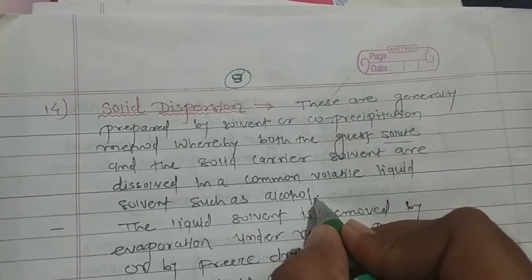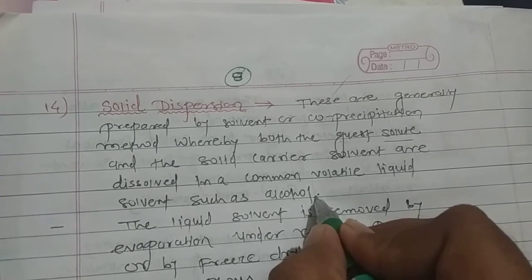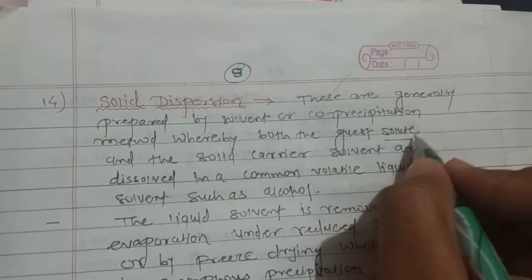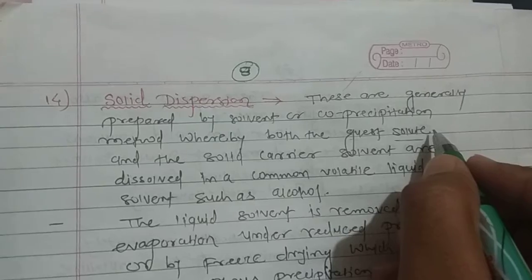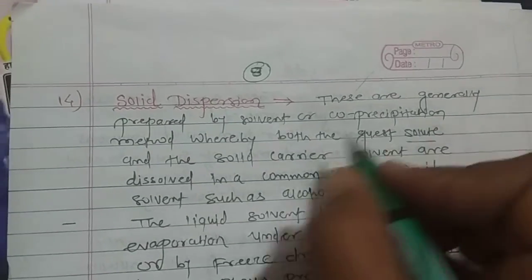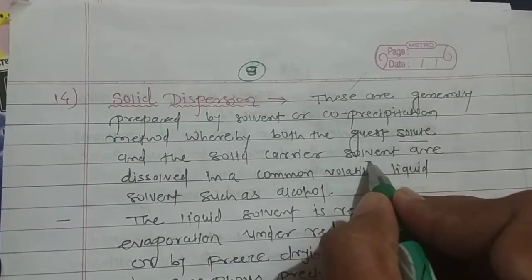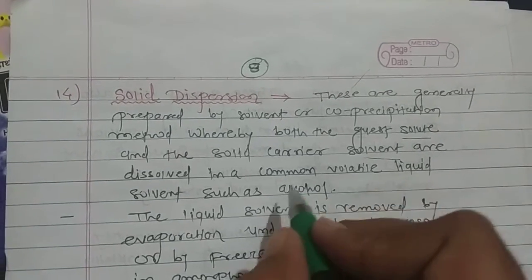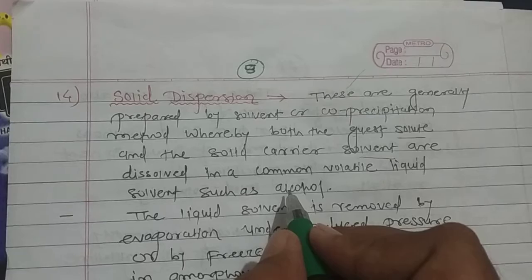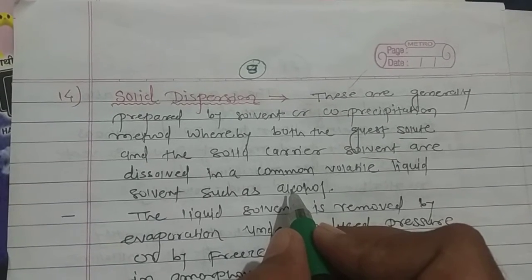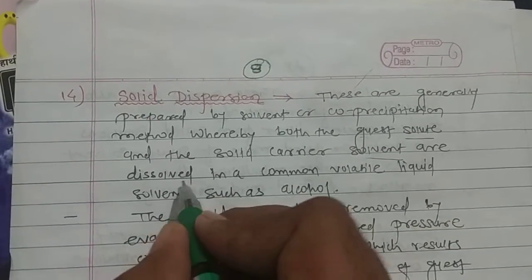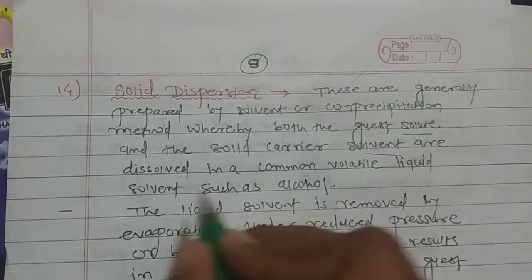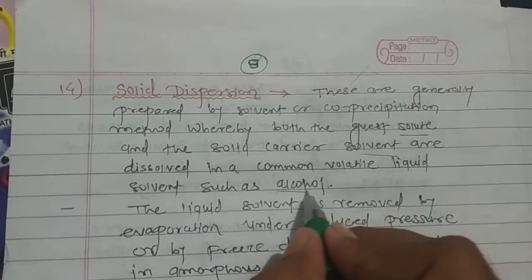तो ये मेथड में क्या किया जाता है? First of all, a guest solute or a solid substance. Simply we can say a drug substance and a solid carrier solvent, जो भी एक solvent है, इन दोनों को क्या किया जाता है? एक ऐसे ऑर्गेनिक सॉल्वेंट में डिजोल्व किया जाता है जो कि दोनों को भी डिजोल्व करने की एबिलिटी रखता है. Means dissolve in a common volatile liquid solvent such as alcohol.